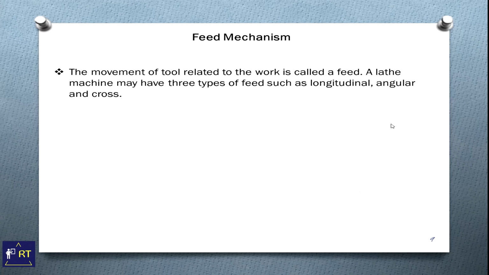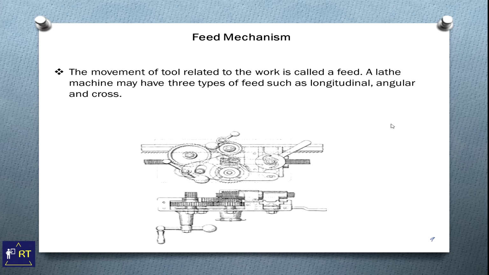Next, feed mechanism. The movement of tool related to the work is called feed. A lathe machine may have 3 types of feed such as longitudinal, angular, and cross. This is the image of feed mechanism.